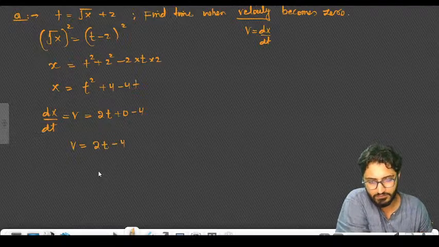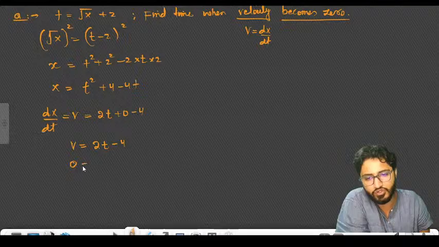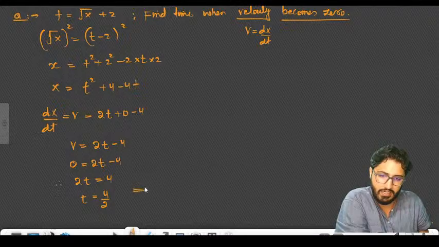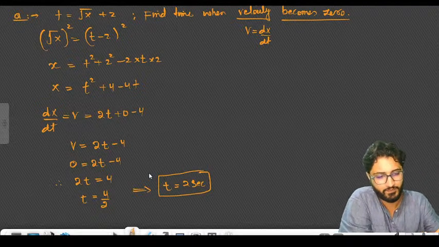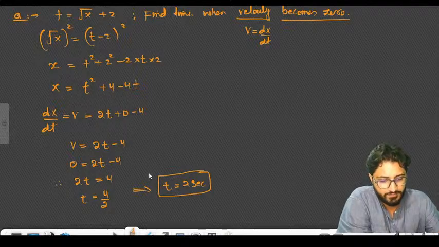Done. And it states that I need the time where my velocity becomes 0. So put the velocity as 0, so I will get 2t minus 4 equals 0. Therefore 2t equals 4, so t came out to be 4 by 2, that is t equals 2 seconds. Easy or very easy?